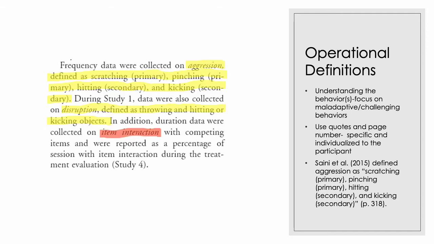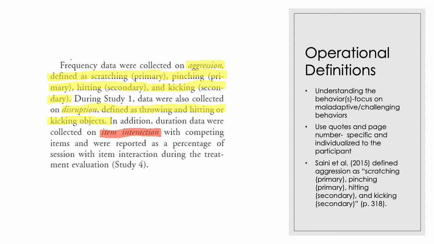Next, we are looking for our operational definitions of the maladaptive or challenging behaviors. This is how the researchers chose to define the behaviors for the purposes of their study. This is specific and individualized to their participants. Here we see there are 2 behaviors of interest, which are aggression and disruption. Aggression is defined as scratching, pinching, hitting, and kicking, and disruption is defined as throwing and hitting or kicking objects.